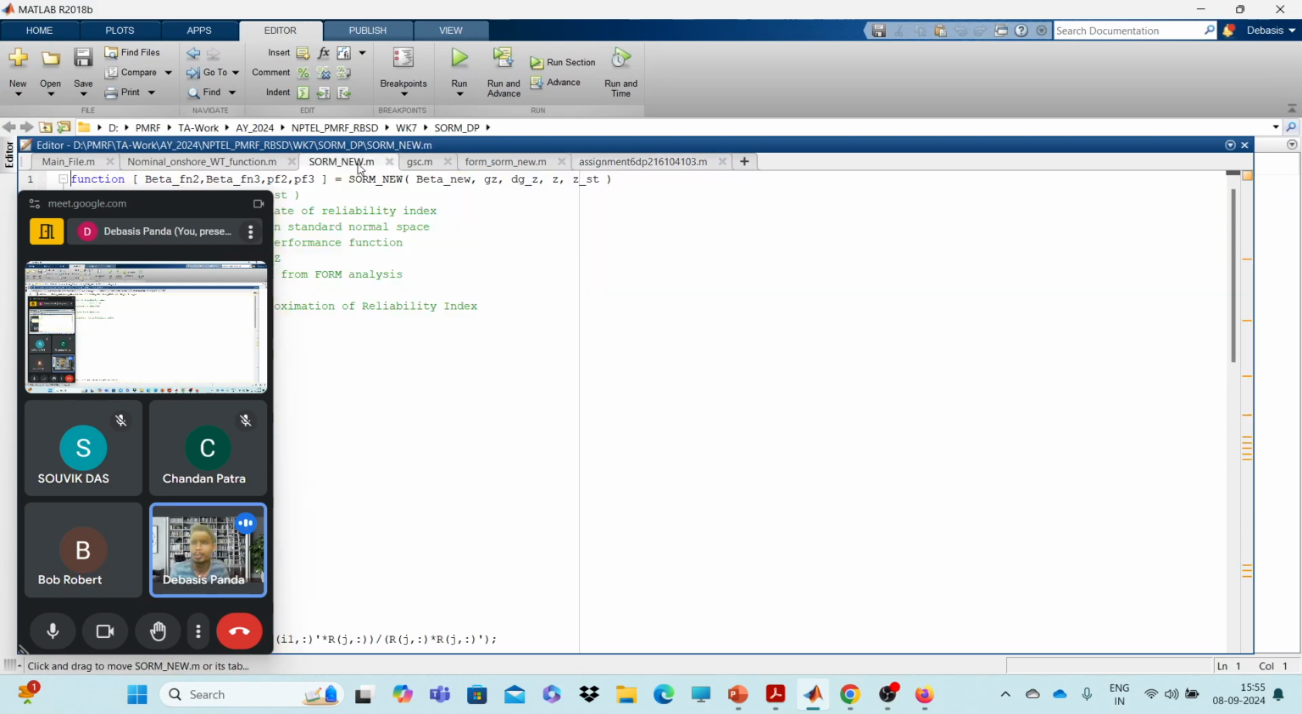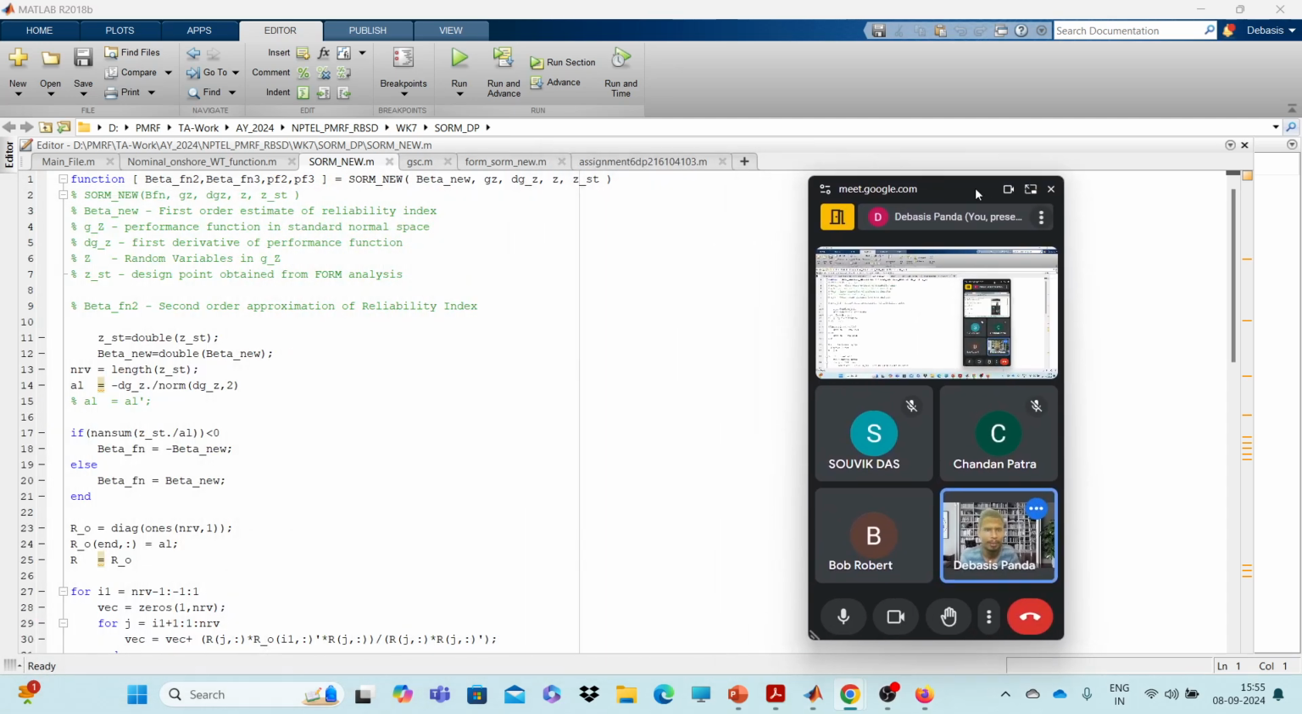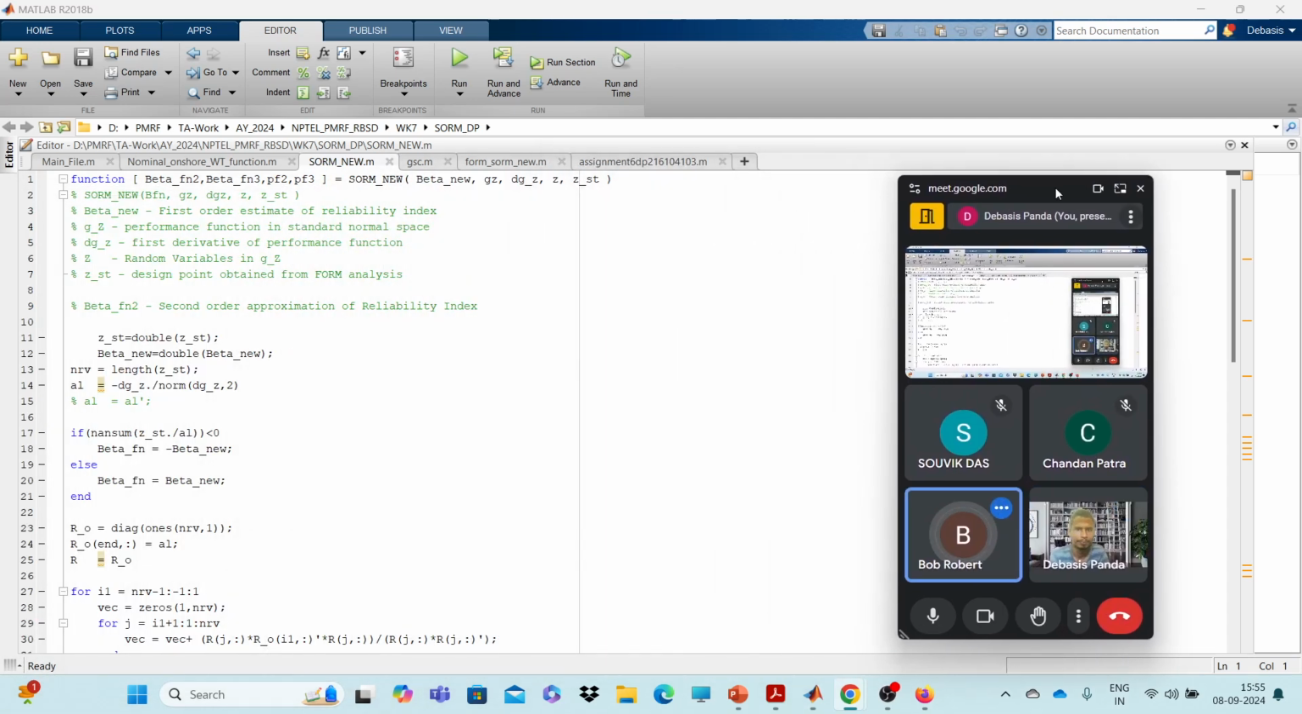Is my screen visible? The MATLAB editor. Yes. Great.